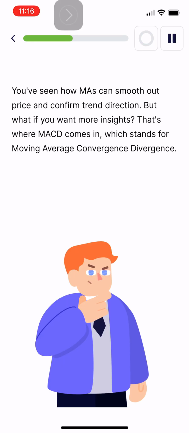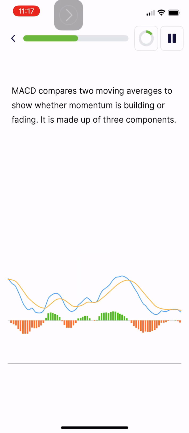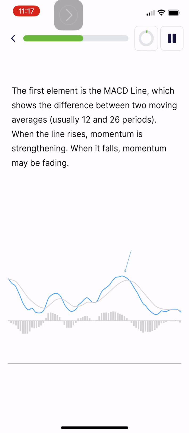You've seen how MAs can smooth out price and confirm trend direction, but what if you want more insights? That's where MACD comes in, which stands for Moving Average Convergence Divergence. MACD compares two moving averages to show whether momentum is building or fading. It is made up of three components. The first element is the MACD line, which shows the difference between two moving averages, usually 12 and 26 periods. When the line rises, momentum is strengthening. When it falls, momentum may be fading.